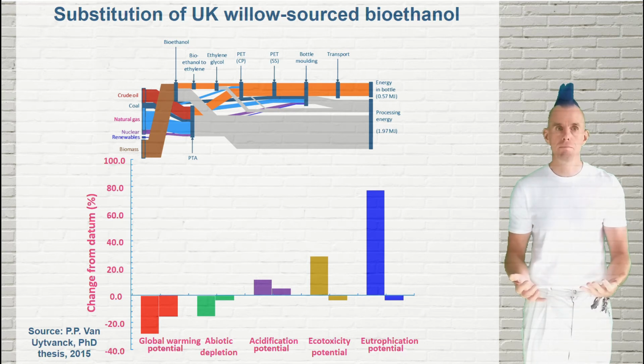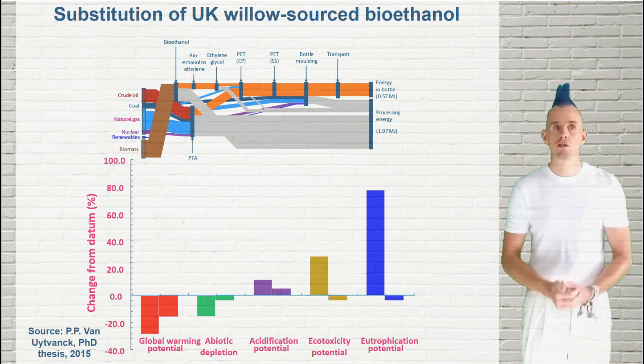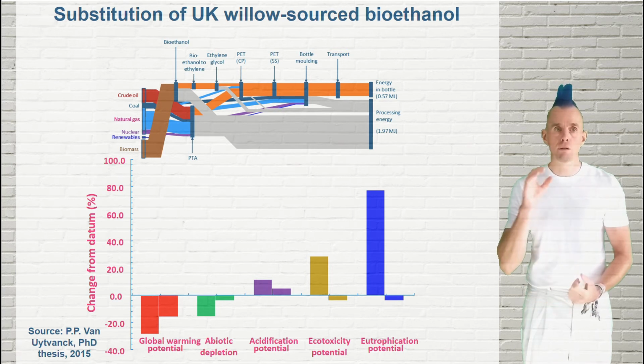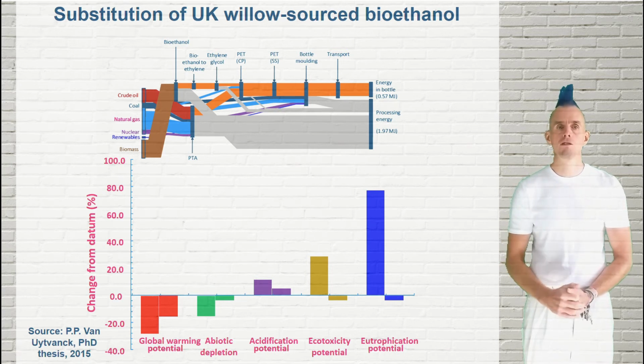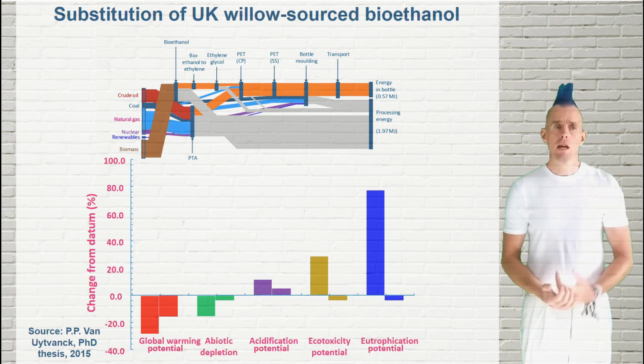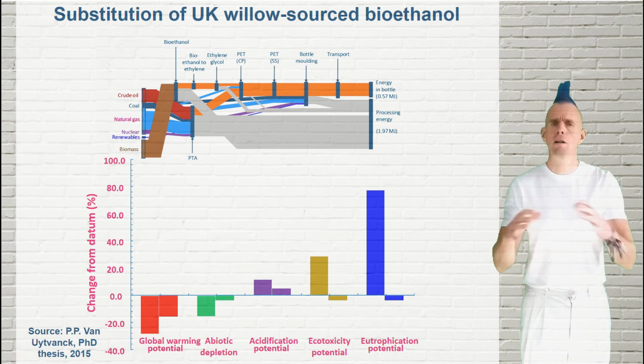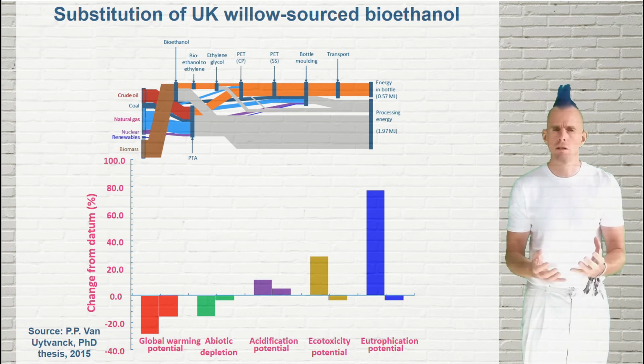So what's the conclusion? The conclusion is that there are very difficult choices to be made. Do you prioritise global warming potential against all other forms of environmental impact? And if so, maybe Brazilian bioethanol is the way to go. But that's only part of a very large and complex picture.